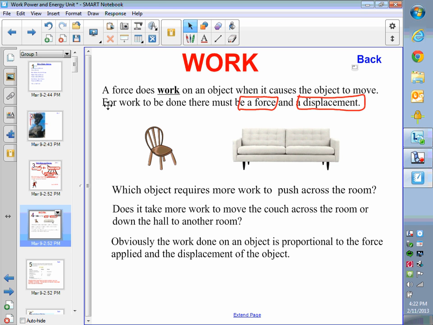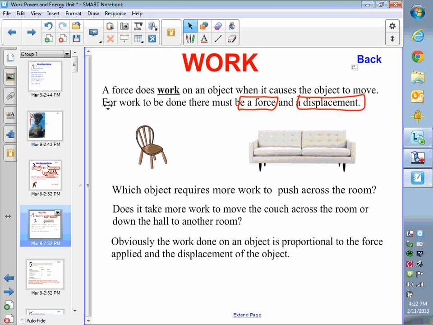So you could look at this picture. We have a chair and a fancy couch. If you were going to push those two across the room, would it take more work to move the couch across the room or down the hall to another room? If you just moved it a small distance across the room, you'd have a certain amount of work done. If you moved it really, really far, there would be more displacement. Therefore, the work done would be more. So the work done is directly proportional to the displacement of the object.